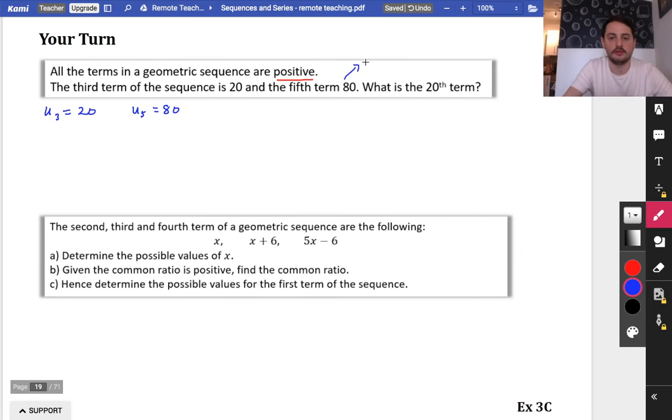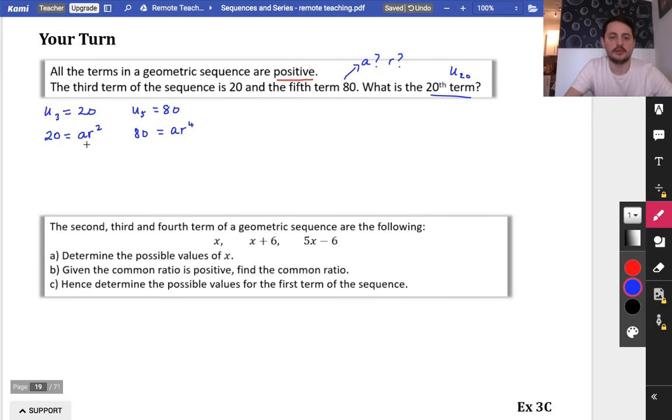So really, before we do any of this, we need to find out what a is and what r is. Then we can find the 20th term after we've got that information. We always want to do this bit first. So that must mean that 20 is equal to ar to the n minus 1, which is ar squared. And 80 is equal to ar to the 4. So that's 5 minus 1 to give you the 4.